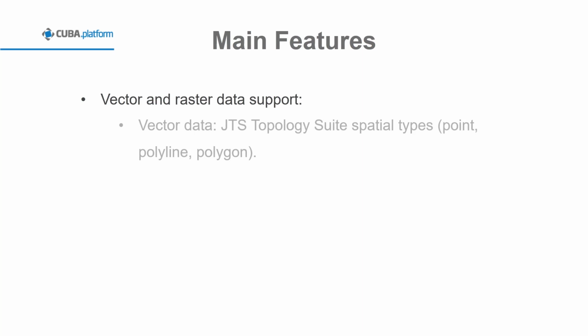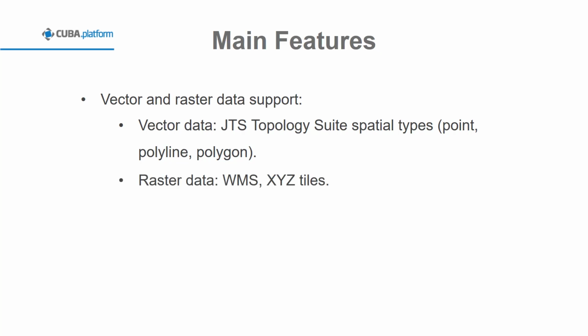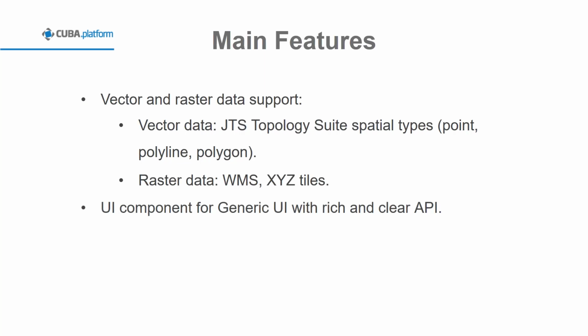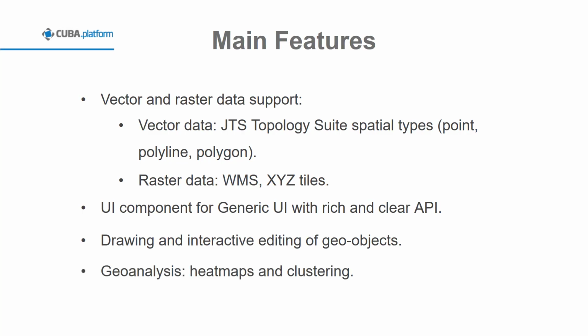It integrates spatial types from JTS Topology Suite, the most popular Java library for working with spatial data. It allows you to work with any map vendor compatible with the Web Map Service Protocol, or providing tiles in the XYZ format. The add-on comes with a UI component with rich and clear API for building well-structured maps of any content. It provides interactive tools for drawing and editing geo-objects and features for geo-analysis, heat maps, and clustering.